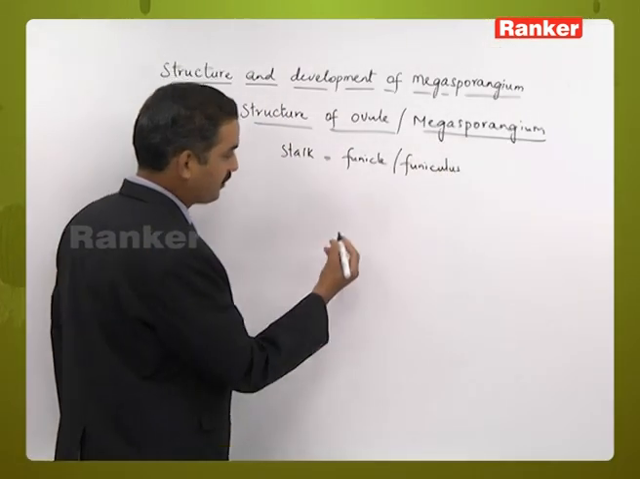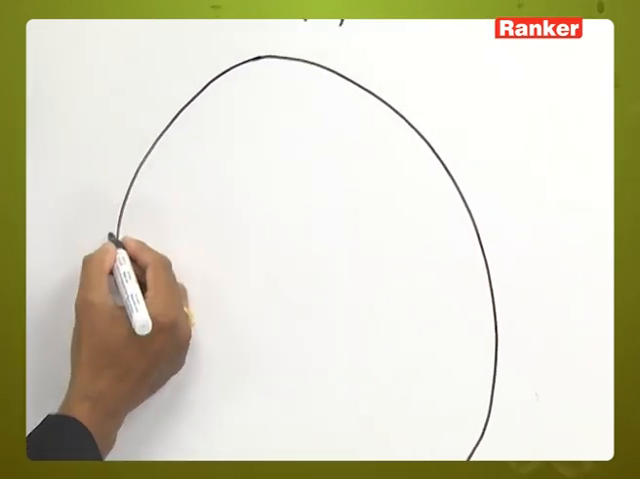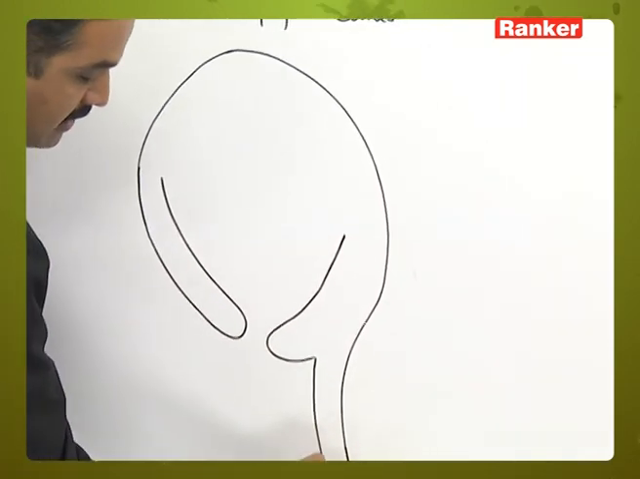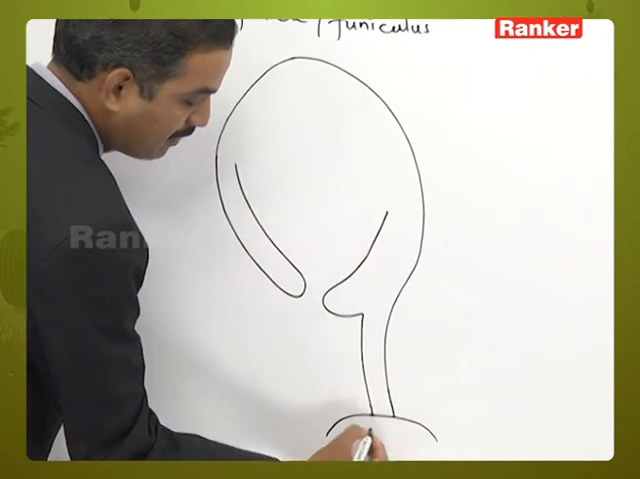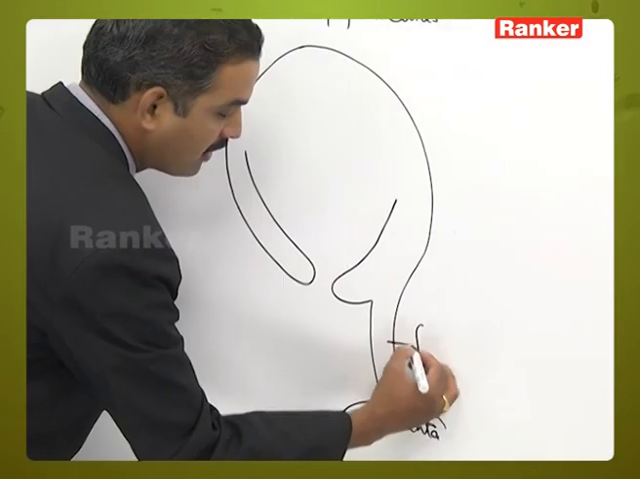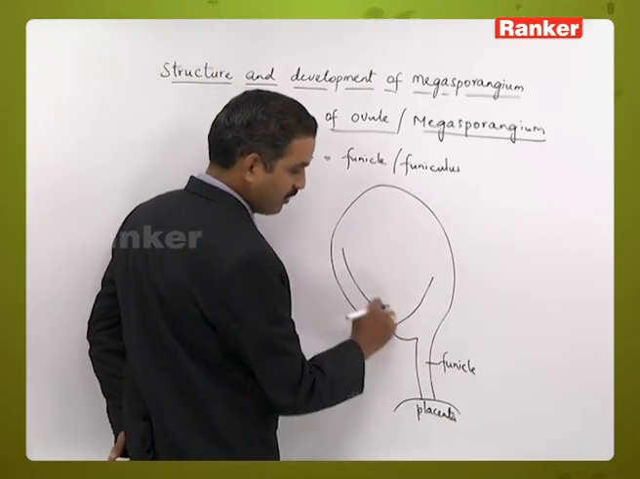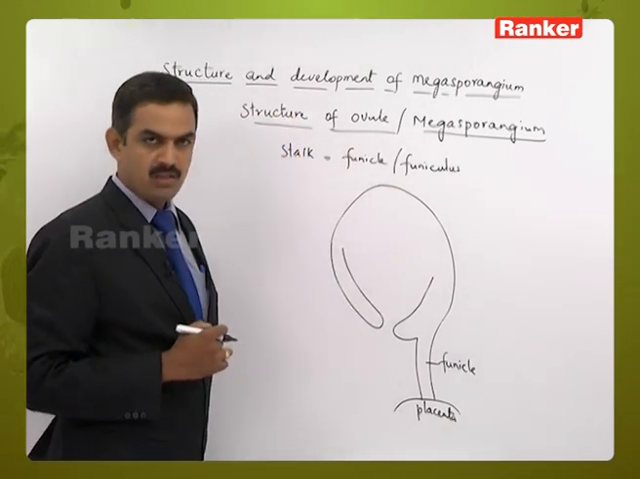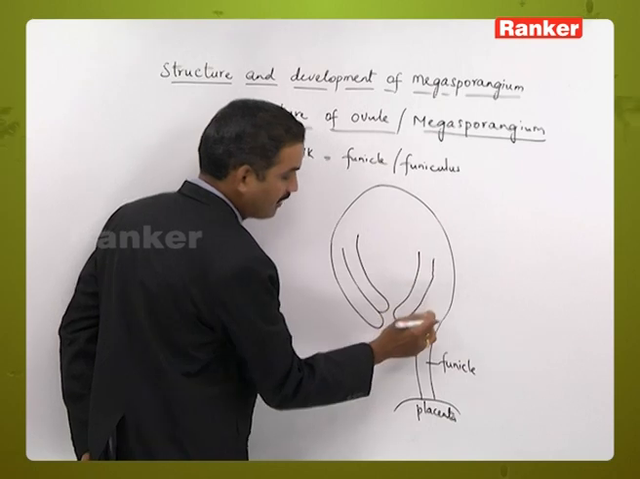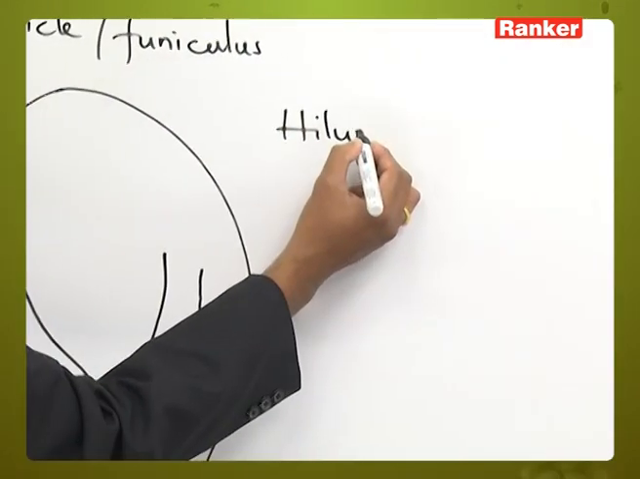Funicle or funiculus. If you see the structure of this ovule, basically this globular part is considered to be the body of the ovule. This part is the placenta on which the ovule is developing, and this part is called funicle or funiculus, considered to be the stalk of the ovule, and this is the body actually. The body of the ovule is ovoid in shape, and the body of the ovule and the funiculus are attached at a point. That point of attachment of body with the funiculus is called hilum.